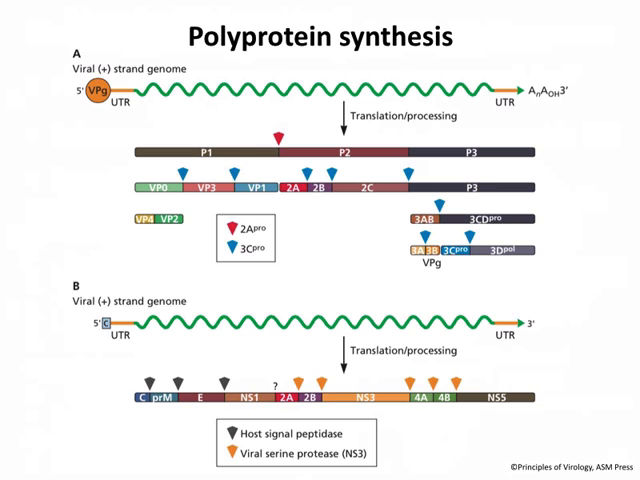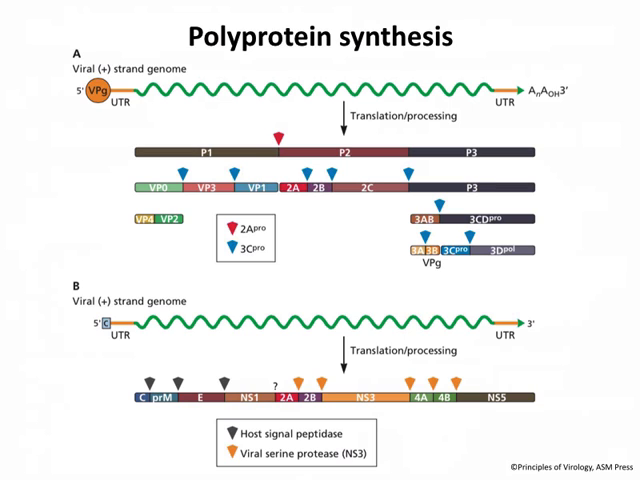Well, an easy way is to make a polyprotein. You make a long protein from this long open reading frame, and you chop it up with enzymes, proteases. And that's what these viruses do. Here's a polyprotein made by translation, and then there are two proteases embedded in the polyprotein. They're called 2A and 3C, and they make all these cleavages at the red and the blue triangles to give you the viral proteins. Flaviviruses do a similar thing.